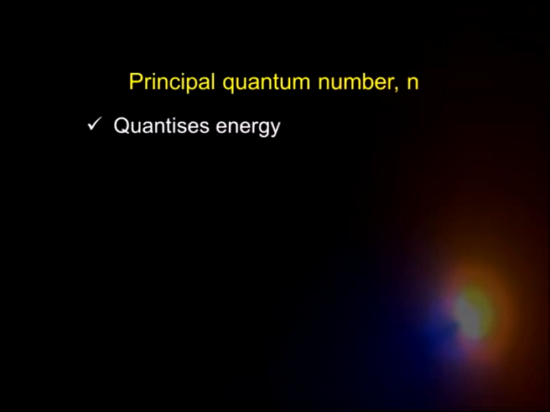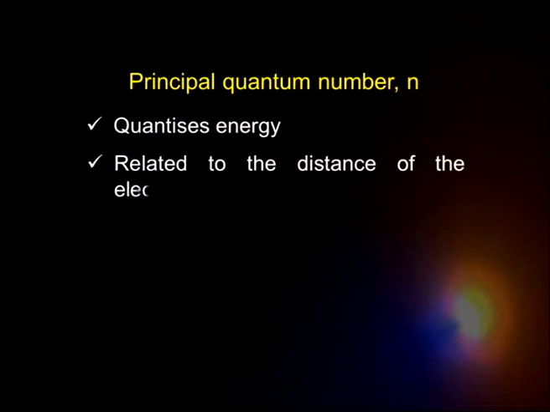Principal quantum number n quantizes energy. This is what we got when we talked about the energy expression, because we remember that energy was inversely proportional to the principal quantum number n. And secondly, this also is related to the distance of the electron from the nucleus, because as n increases, we go farther and farther from the nucleus. So n tells two things: it quantizes energy, and also it tells how far the electron is from the nucleus. Larger the value of n, farther the electron from the nucleus. So those are two big things.